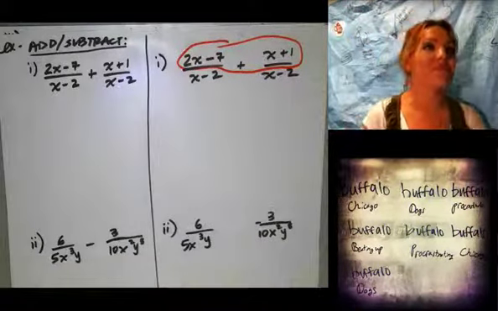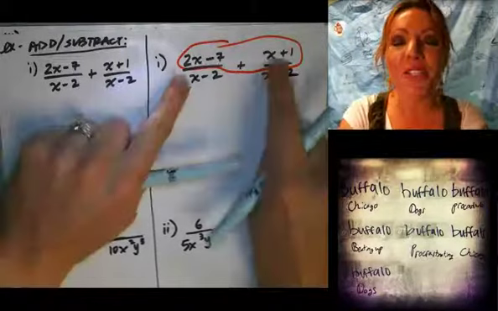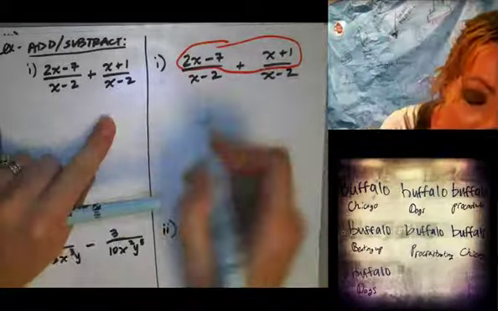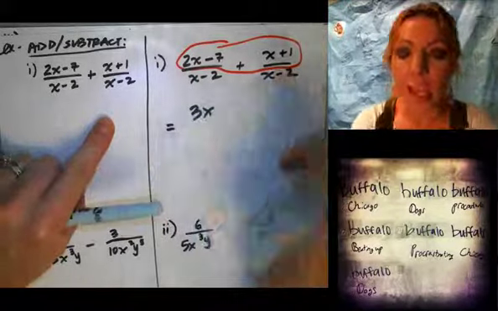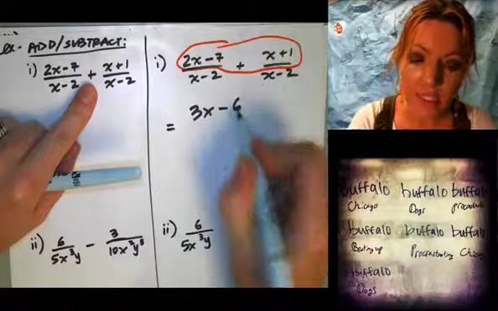Okay, so, combining like terms. 2x plus 1x is how many x's? 3x. Okay. -7 plus 1 is? -6. All over x minus 2.